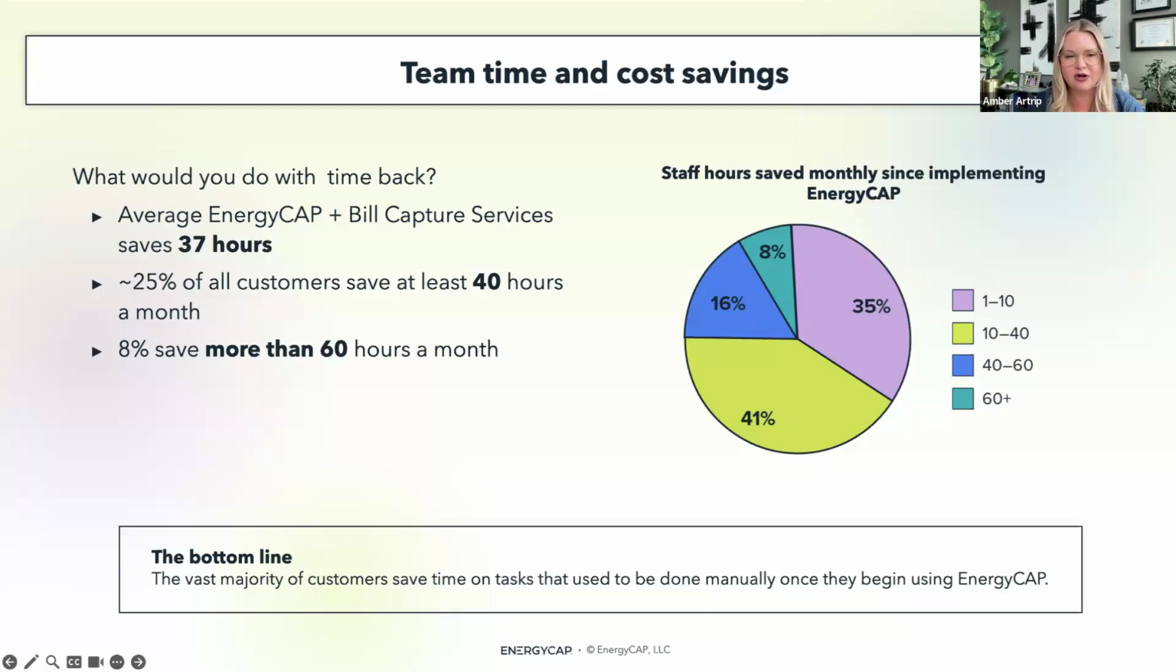There's so much more that you could be doing with that time. And I think the beautiful thing about EnergyCap is it takes you out of the spreadsheets and allows you to focus on the work that you were hired to do. And I think that's a beautiful thing.